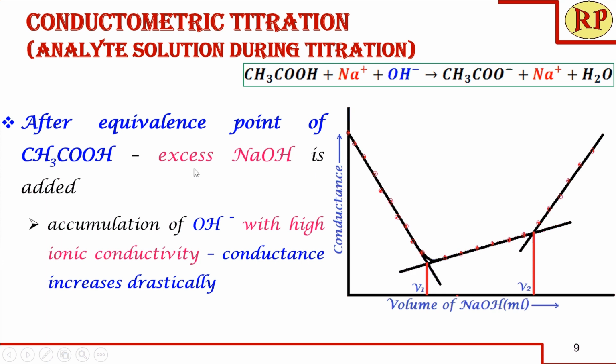Now, after the complete neutralization, we are still adding NaOH. We see that with the excess NaOH, there is no HCl and no acetic acid to react. So NaOH gets accumulated, out of which Na+ is a slow moving ion and OH- is a fast moving ion with high ionic conductivity. So the conductance value drastically keeps increasing due to the accumulation of OH- ions.